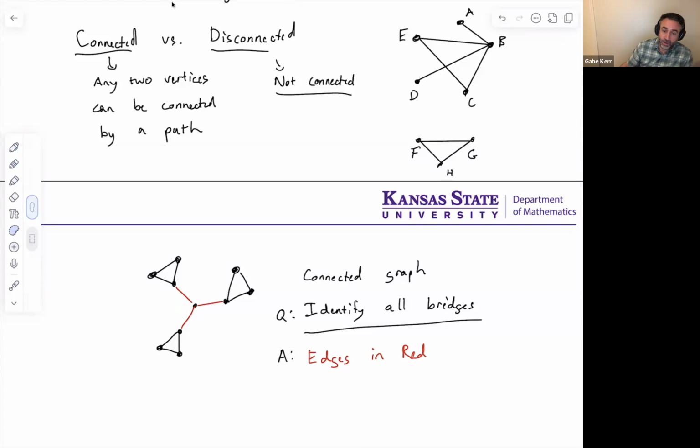So bridges are not too hard to find unless the graph is really, really complicated looking, and then sometimes it can be a little tricky to look at the picture and find them. But it's not too bad. There are some ways of doing it computationally as well.